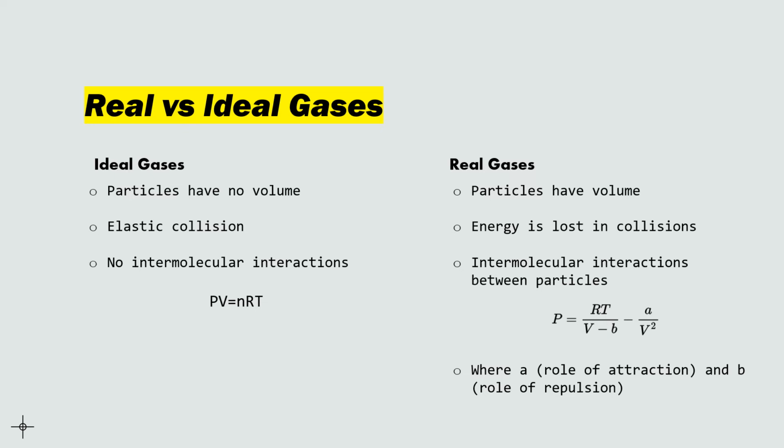On the other hand, real gases do not follow the kinetic molecular theory assumptions. In real gases, the particles do have volume, there is energy lost in collisions, and there are intermolecular interactions between particles. There are two types of intermolecular interactions, attraction and repulsion. Real gases are represented with the van der Waals equation, where b accounts for the role of repulsion and a accounts for the role of attraction.